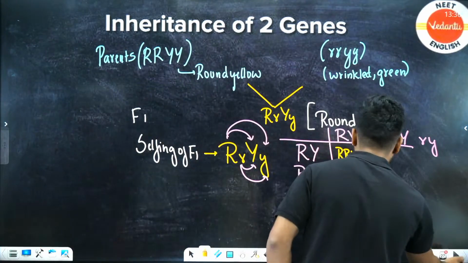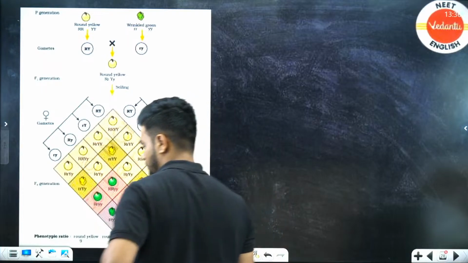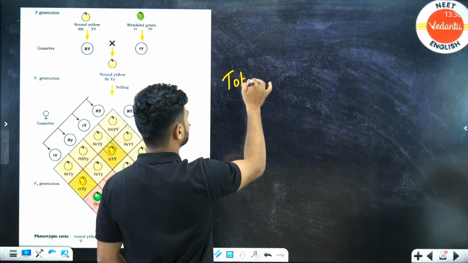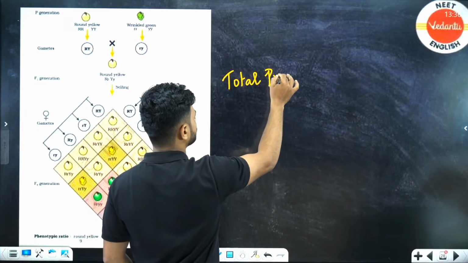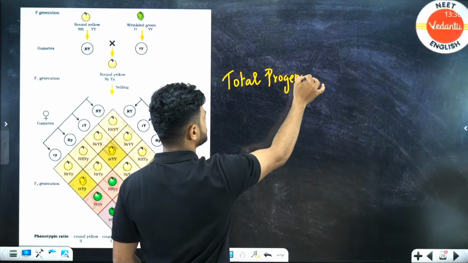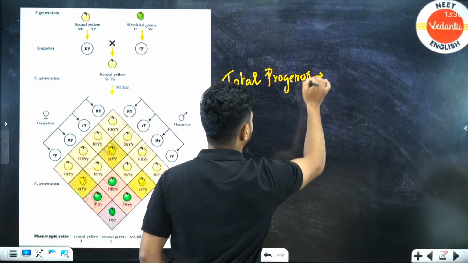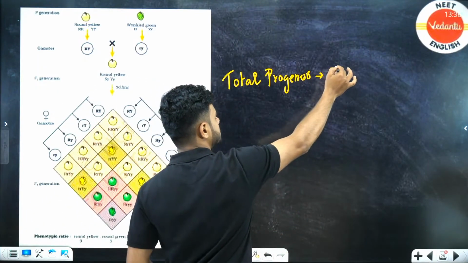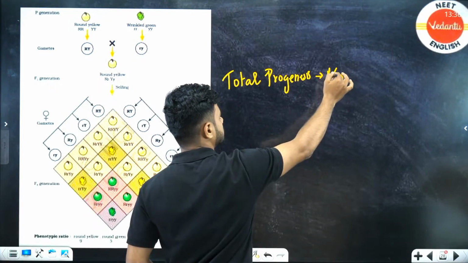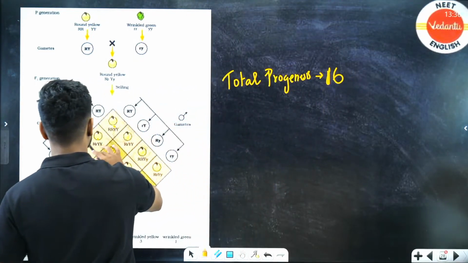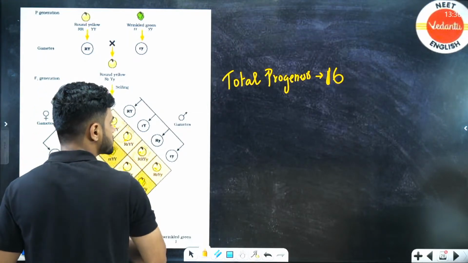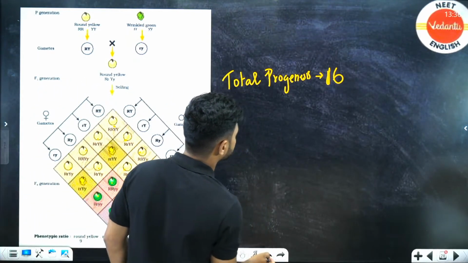What is going to be the phenotypic ratio? The total progeny, first of all, is going to be 16 here. 1, 2, 3, 4, 5, 6, 7, 8, 9, 10, 11, 12, 13, 14, 15, 16. 16 progenies, right?